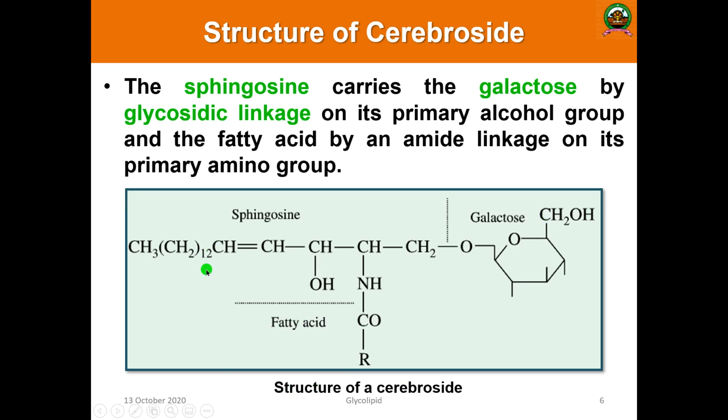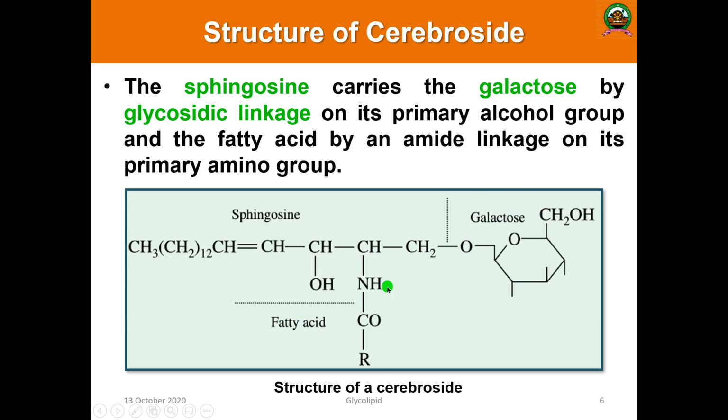As I said, here you can see everything is the same as in sphingomyelin. So the structure is CH3, CH2 12 times, CH with a double bond, CH, and CHOH, there is an alcohol here, and CH NHCO, the fatty acid side chain here. And CH2OH, and that hydroxyl group will be attached with the galactose, instead of choline. So that is the structure here. Removal of water will take place here.